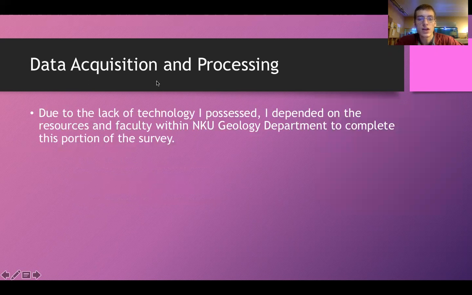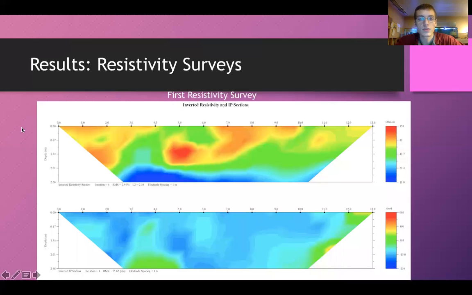As far as data acquisition and processing goes, I was not able to complete this on my own. I depended on the NKU faculty for this part of my project because I lacked the software and the knowledge of how to use the software to make any interpretations or processes on my own. And here we have the results of our resistivity surveys. We don't really have much resistive material underground, and we don't have too great of a depth. We go down to 2.68 meters, which is a good depth, but for being on a hill, we could go deeper.